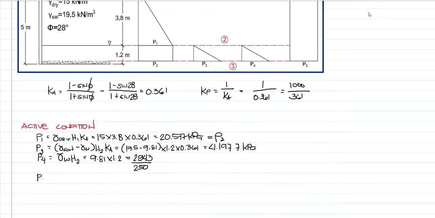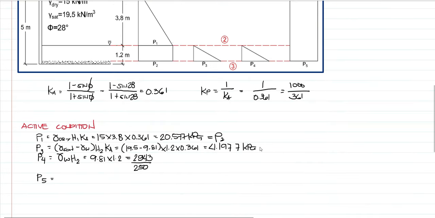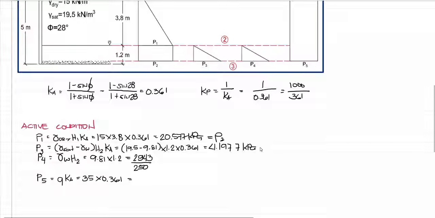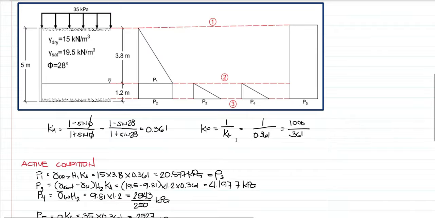And our pressure number 5 will just be equivalent to the value of the overburden pressure times the active earth coefficient. So that will be Q times K sub A. So that will be 35 times the value 0.361. So that will be equivalent to, so that is 2527 over 200. So meron tayong kilopascals na unit. So nakuha na natin yung pressures for our active condition.